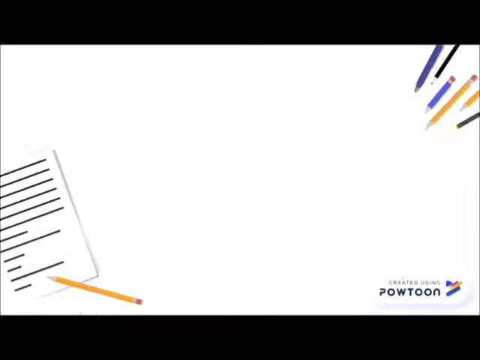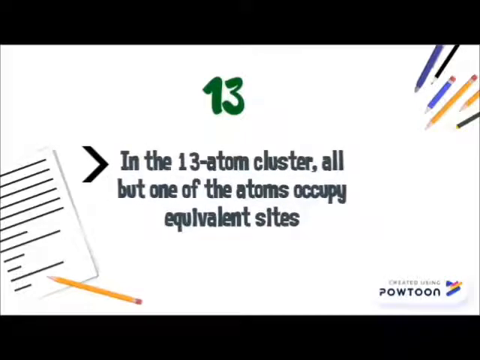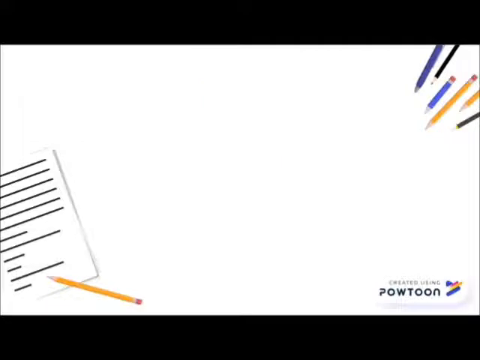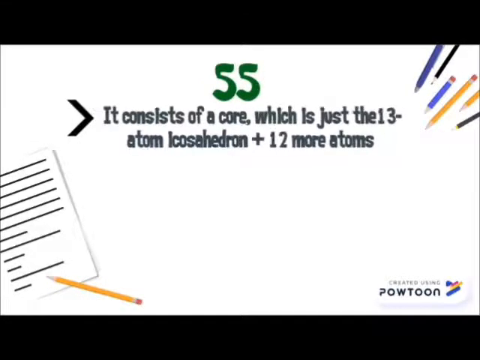Let's move on to the 13 atom cluster first. In the 13 atom cluster, all but one of the atoms occupy equivalent sites. Let's focus more on the 55 metal atom cluster. This consists of a core, which is only the 13 atoms of the icosahedron, plus another 12 more atoms.